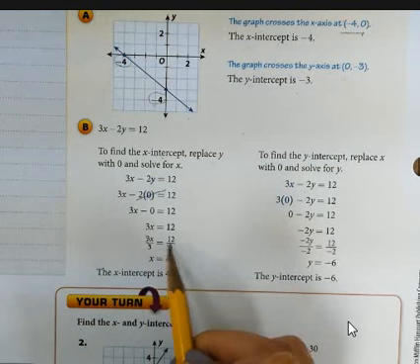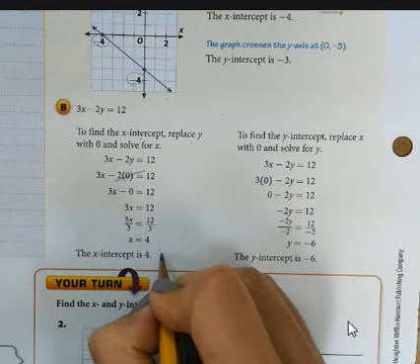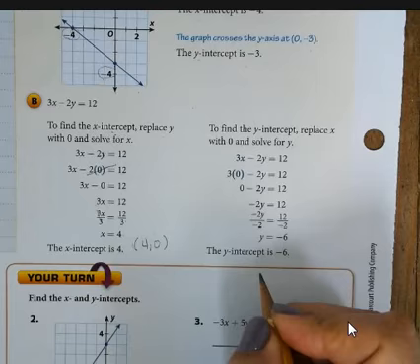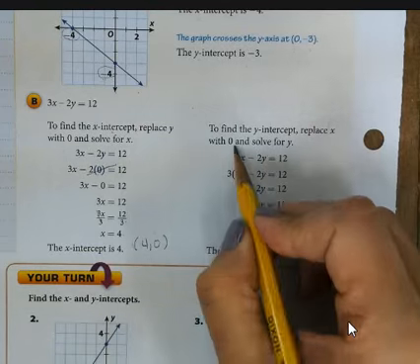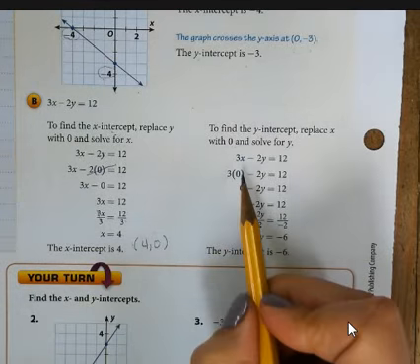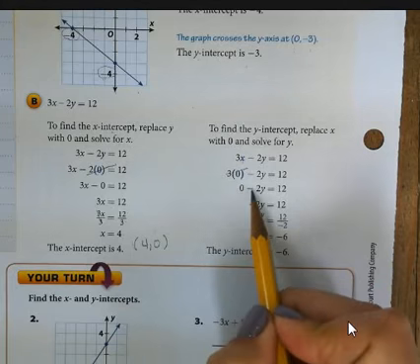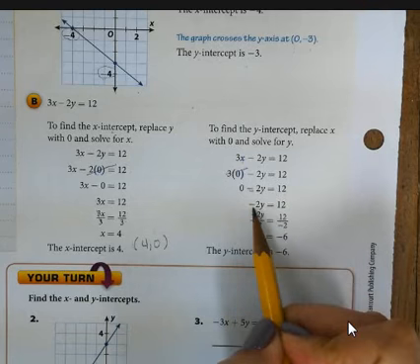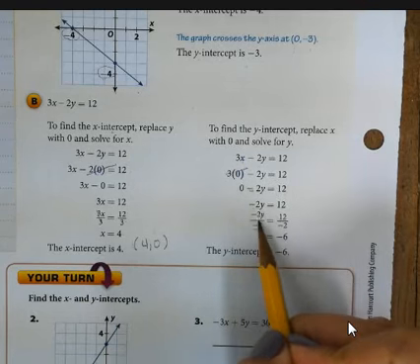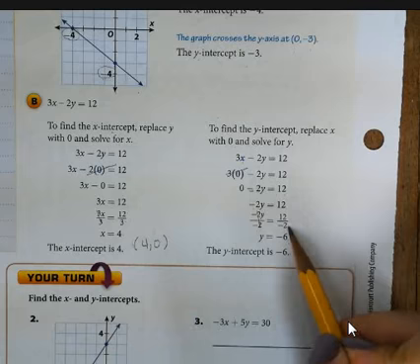Then you do the exact same thing for your y-intercept, replacing your x value with 0 now. So you're always replacing the opposite one. You have 3x, substitute 0, that cancels, and you have -2y equals 12. You divide both sides by -2, and 12 divided by -2 gives you -6. So your ordered pair in this case is 0, -6.